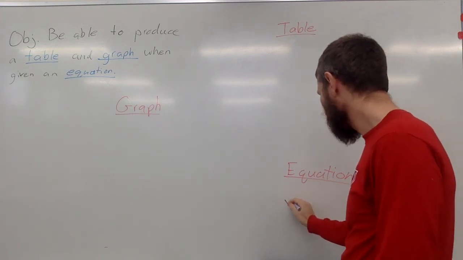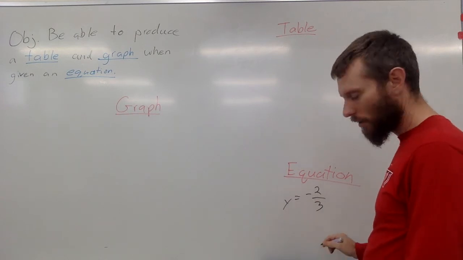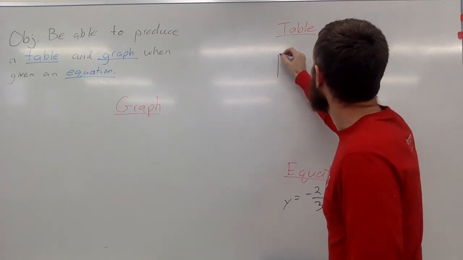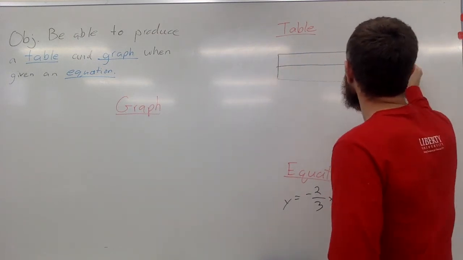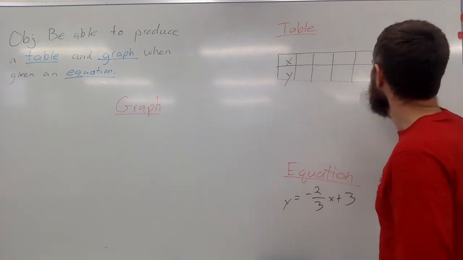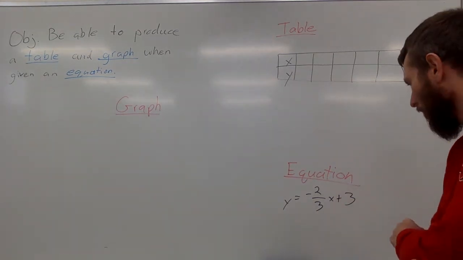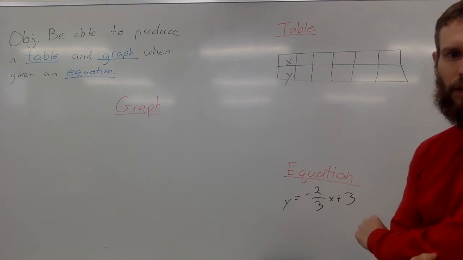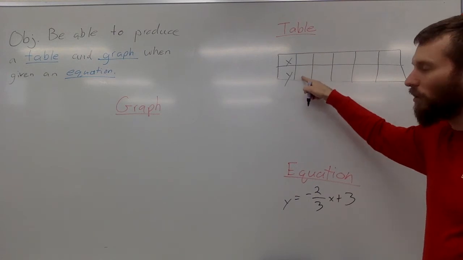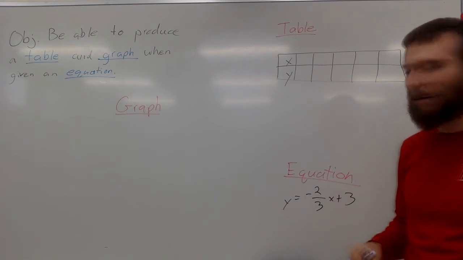Let's say y. We'll do a really tricky one. Y equals negative 2 thirds x plus 3. Now, I said last time that we use the values negative 2, negative 1, 0, 1, 2. In this case, we have a fraction as the slope, and that's going to probably make it pretty messy for me. If I try to use negative 2, then some of my y values are going to be fractions, and that's kind of hard to graph.